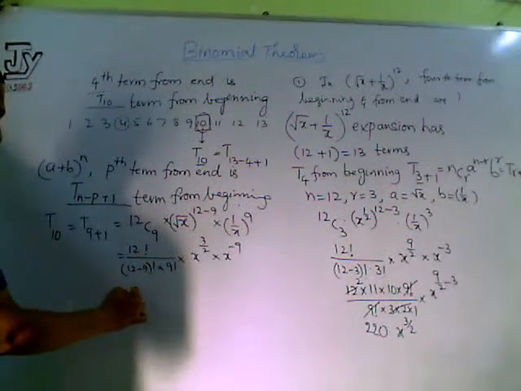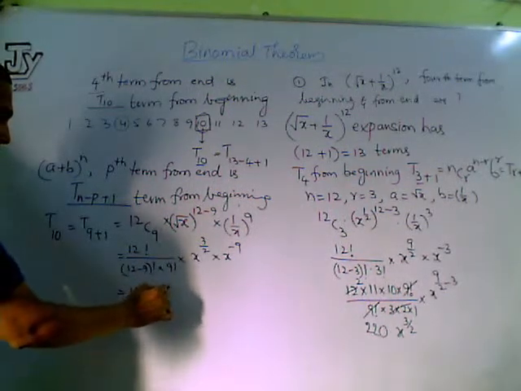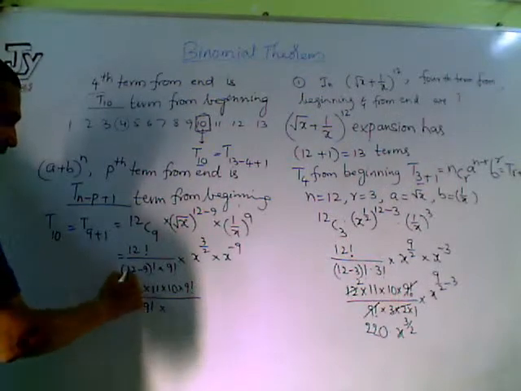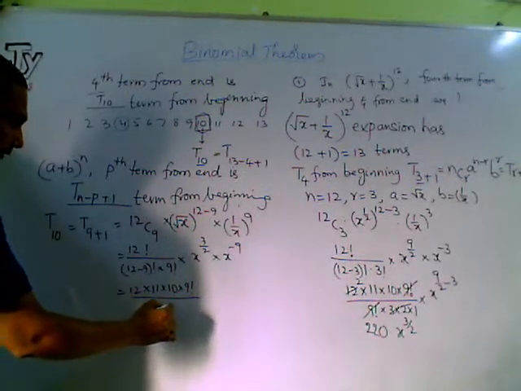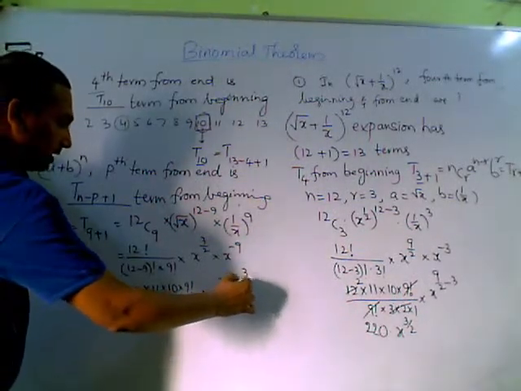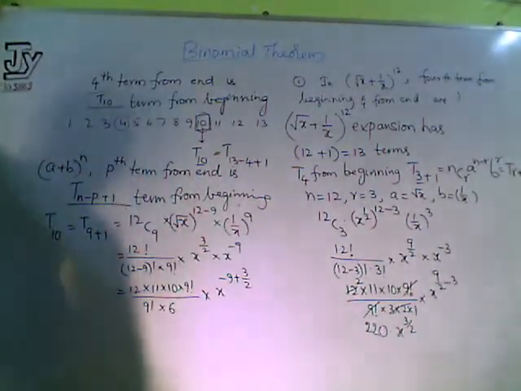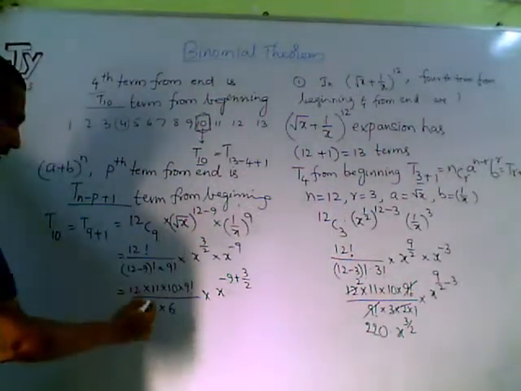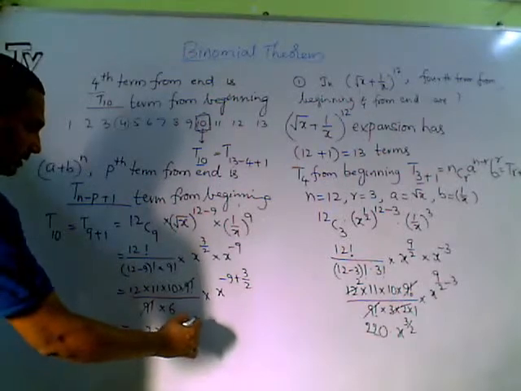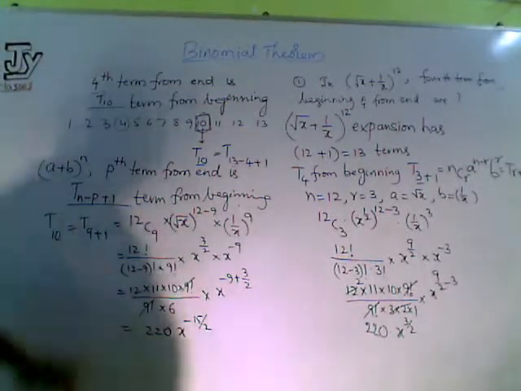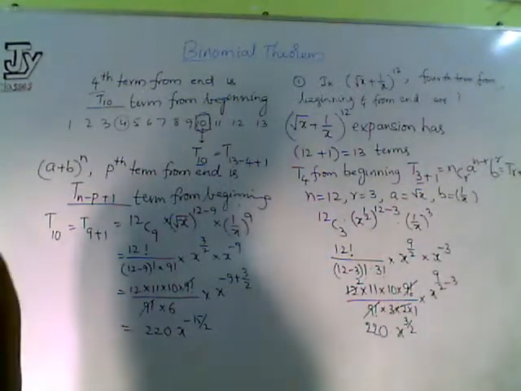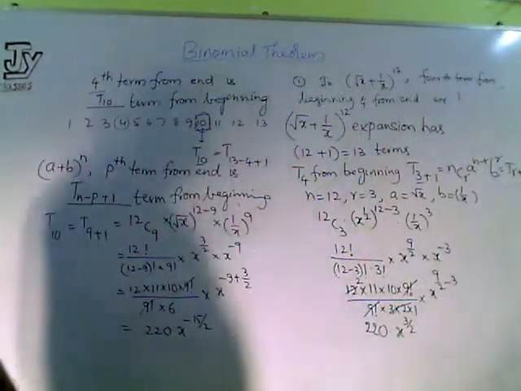So here, 12 into 11 into 10 into 9 factorial by 9 factorial into (12 minus 9) 3 factorial is 6, into x to the power of (minus 9 plus 3) by 2, that is 18 minus 3, minus 15. So these two get cancelled. 220 x to the power of minus 15 by 2.